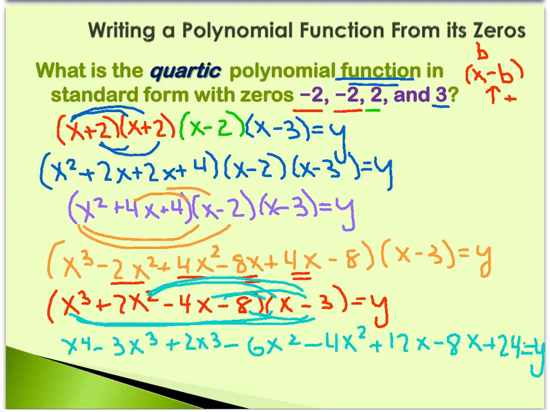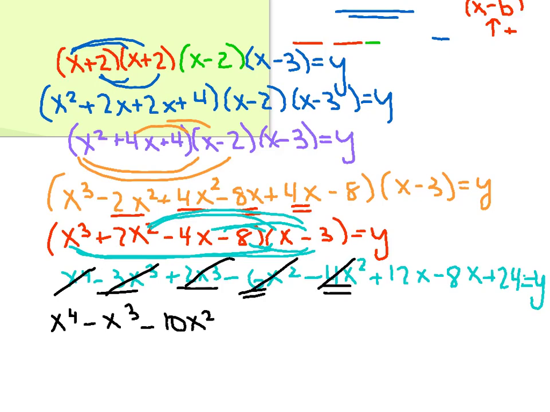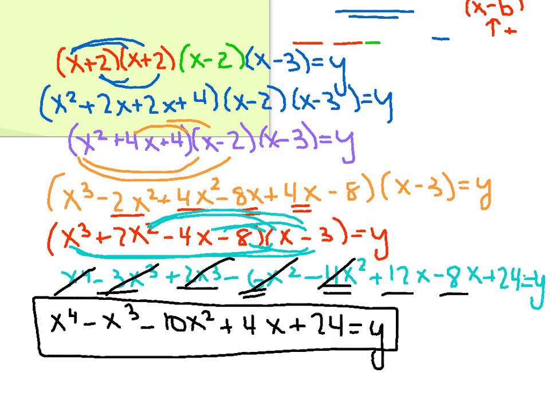So now we're almost done. We just need to combine like terms. Now combining like terms, I like to scan through the problem, see everything that has the same degree. So x to the 4th, use that. Once I use it, I like to cross it out. These guys match up. Cross it out. These guys match up. Cross it out. And only one constant term. So this is going to be our polynomial function that had the zeros negative 2, positive 2, and 3.